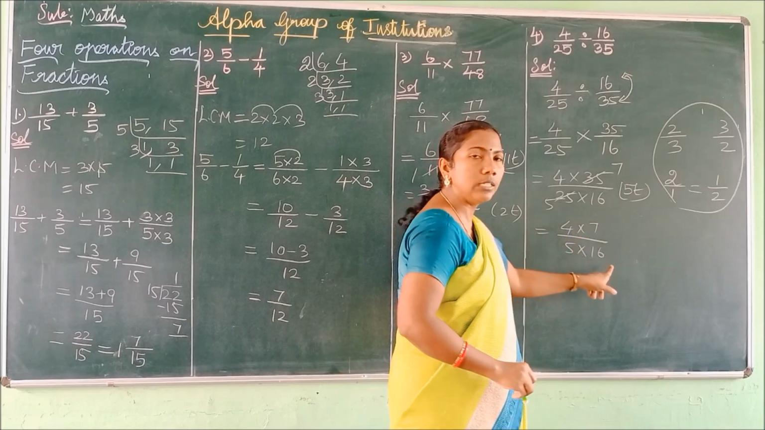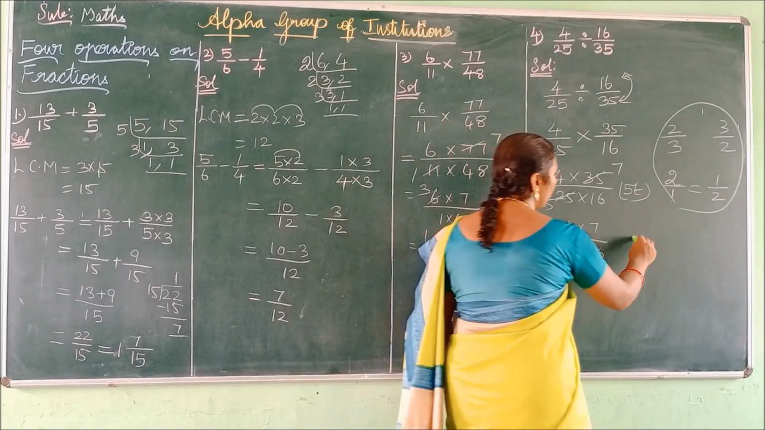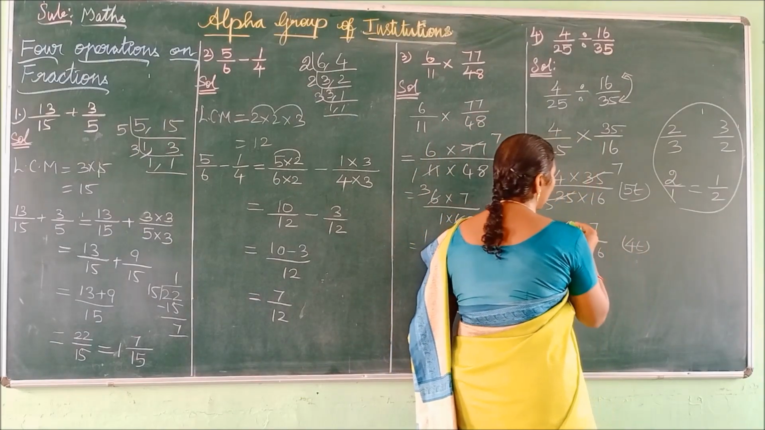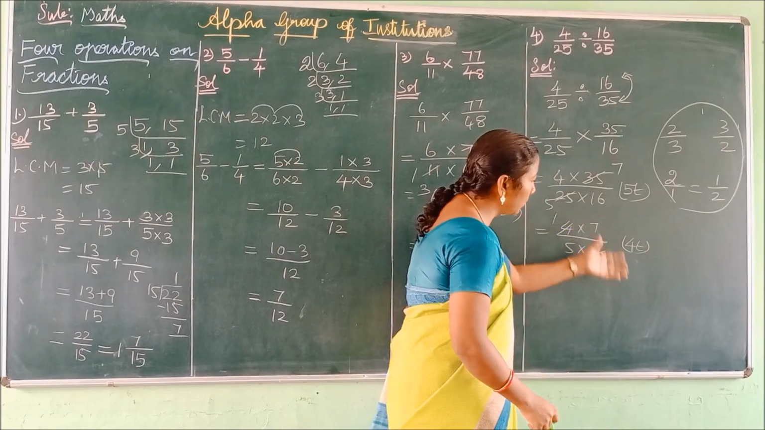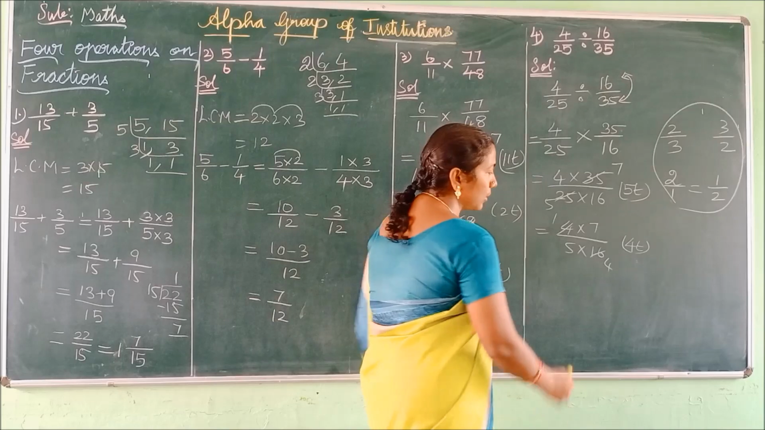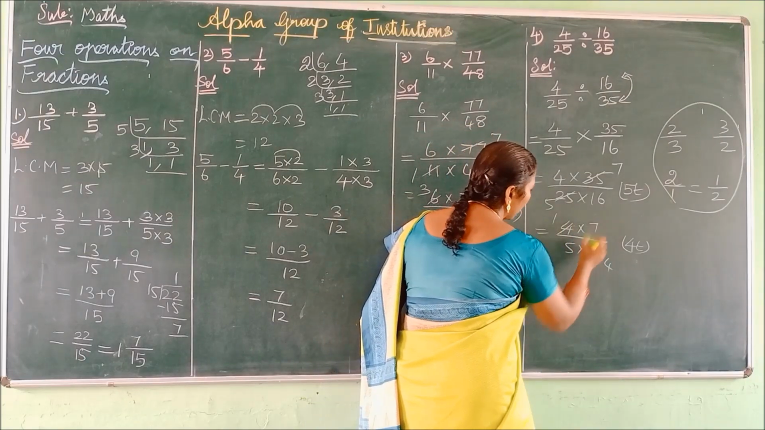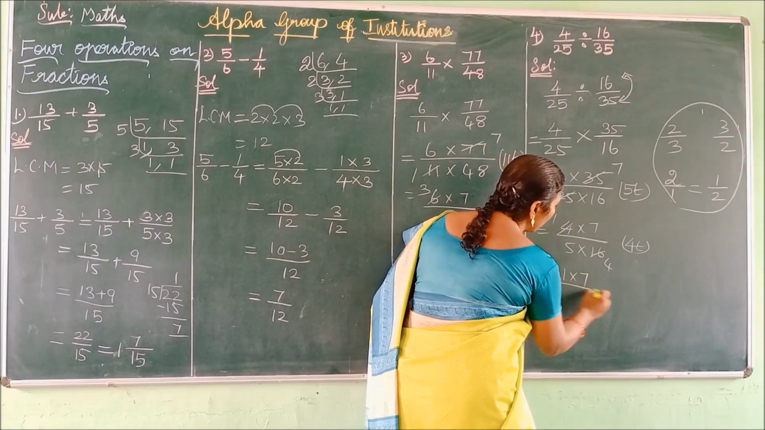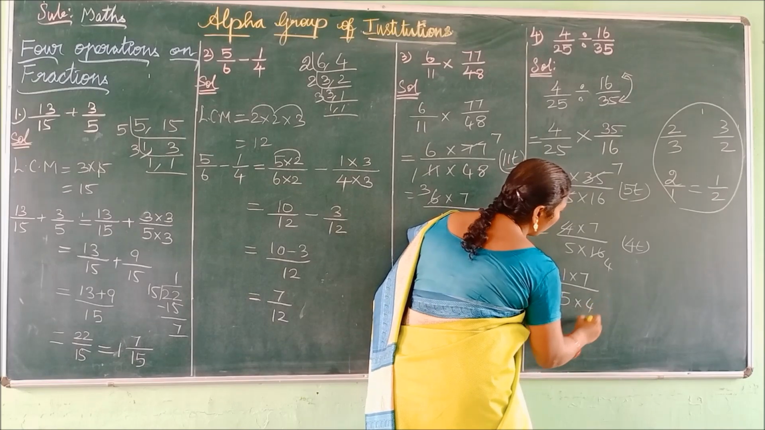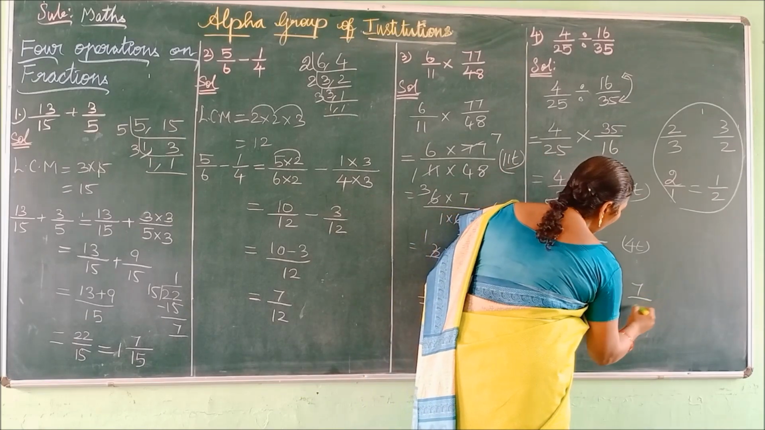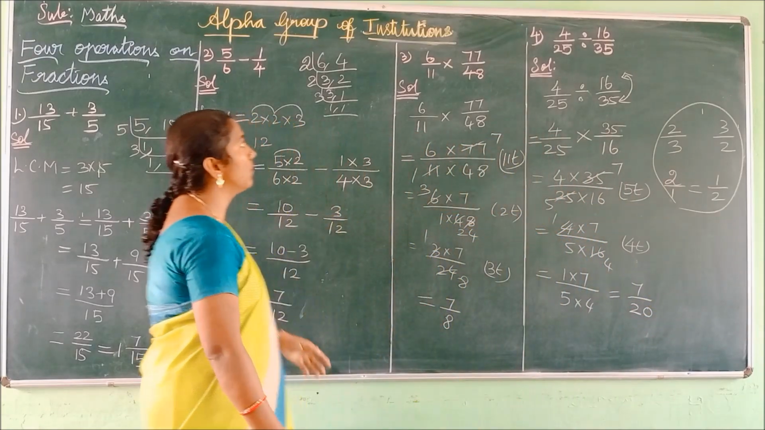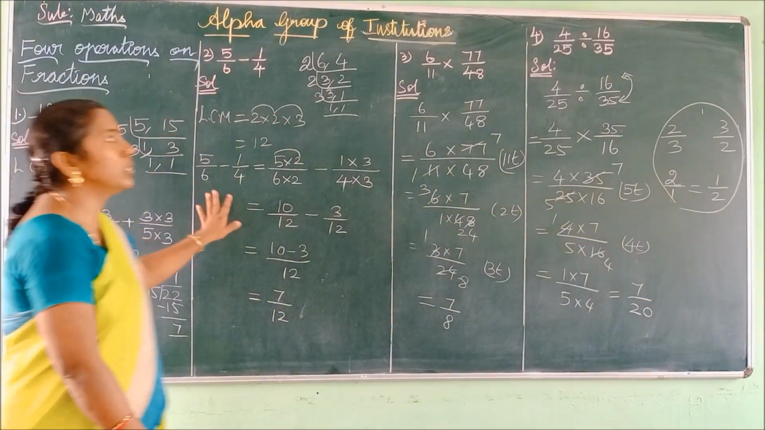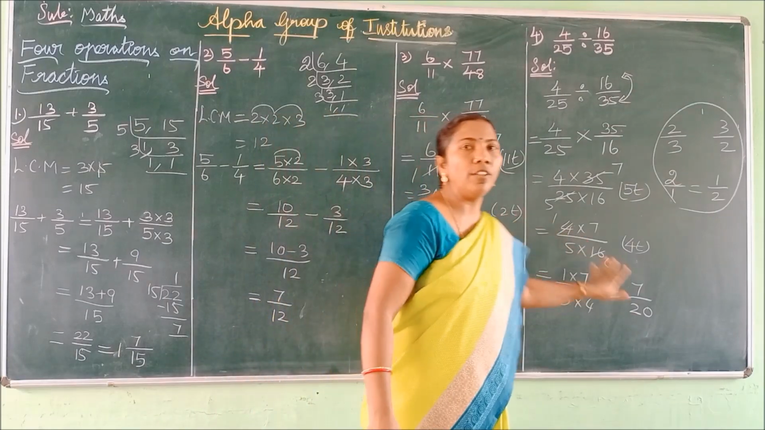Observe numbers 4 and 16. Both are multiples of 4. So you can use 4 table for cancellation. 1 4 is 4, 4 4s are 16. There is no other possibility because 7 and 5 are prime numbers. So we get the final answer: 1 into 7, 7, 5 4s are 20. What type of fraction is this? Proper fraction. Thus we have seen how to add, subtract, multiply, and divide fractions.